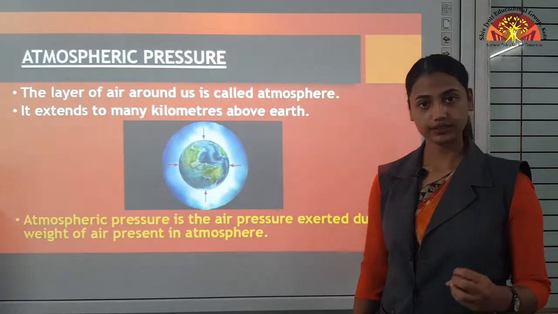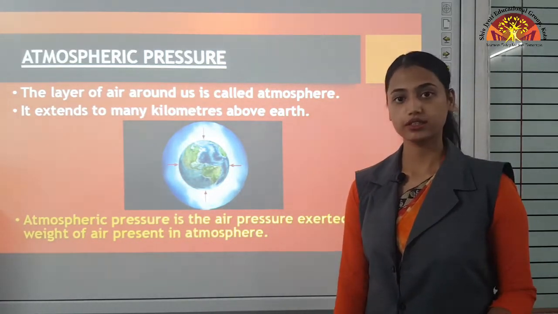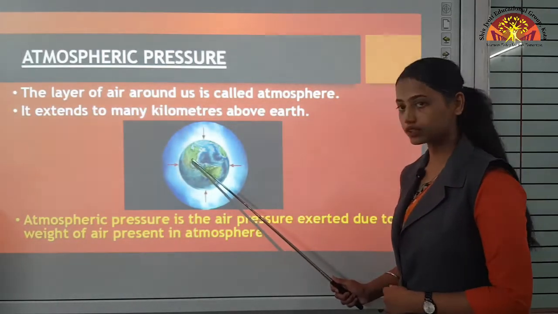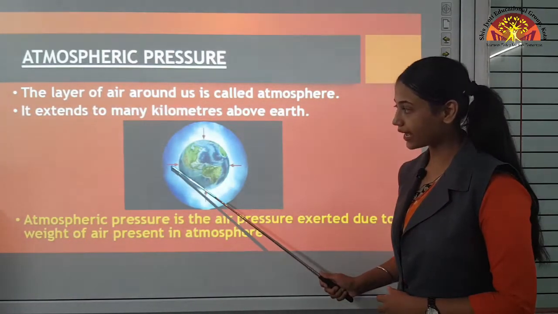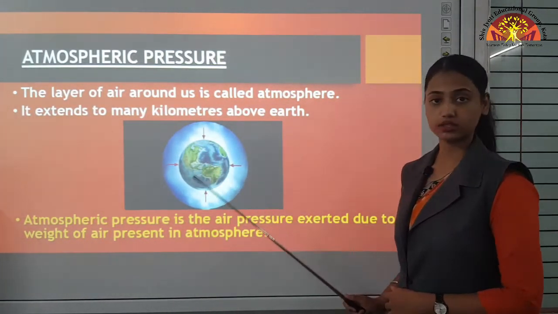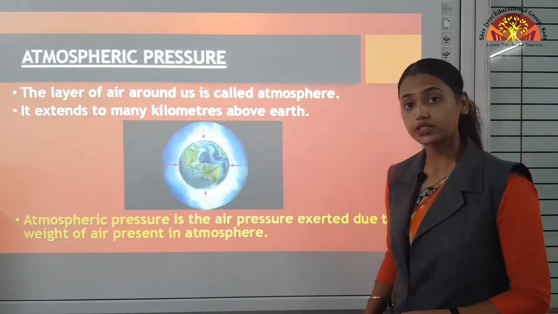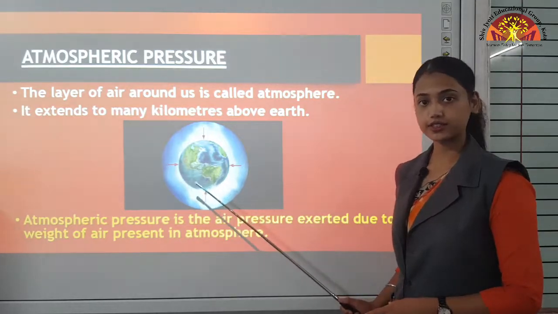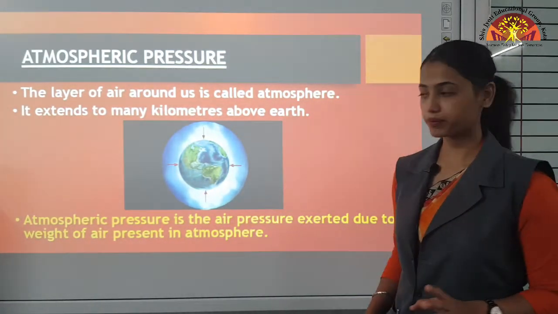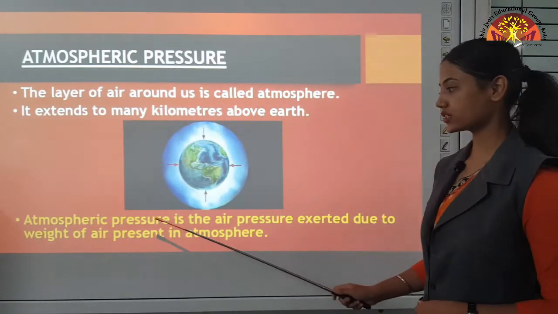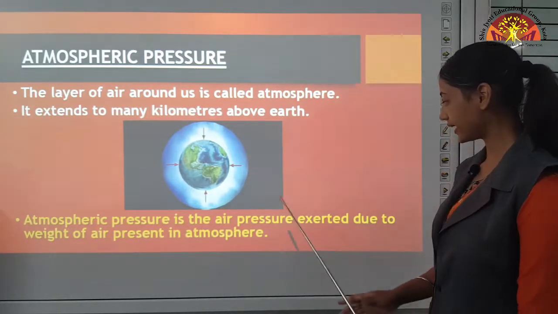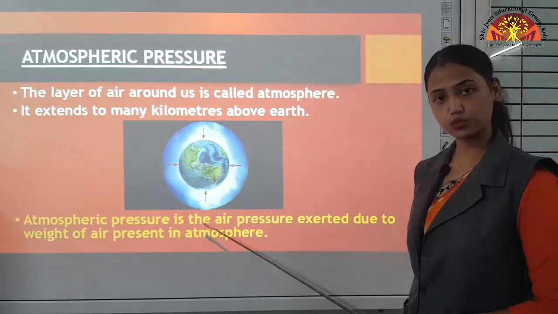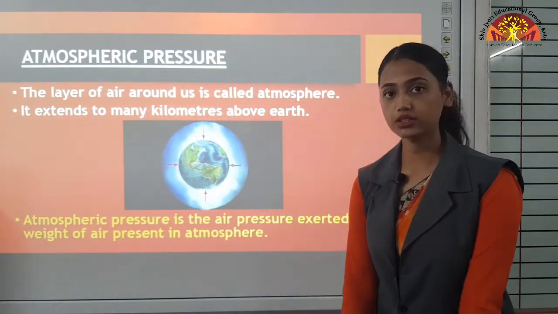And we know that gases have weight, so it will definitely exert pressure on the Earth. So these arrows represent what? It represents the pressure applied by our atmosphere on the Earth's surface. So what is atmospheric pressure? Atmospheric pressure is the air pressure exerted due to the weight of air present in the atmosphere. Understood?